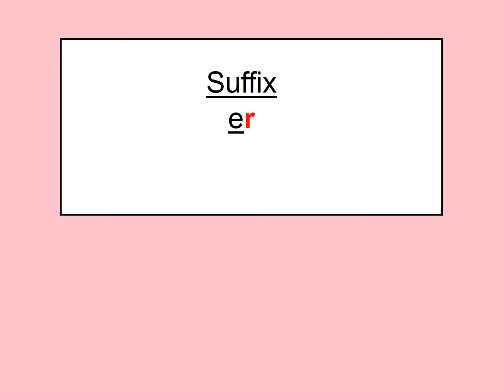Today we are looking first off at the suffix er, that is spelt with the two simple letters of E and R, and it makes that sound. I'm going to explore what that sound looks like in words and how we can apply that to different root words.